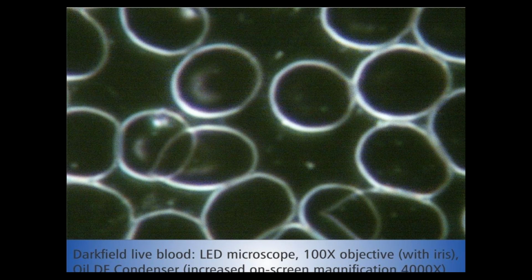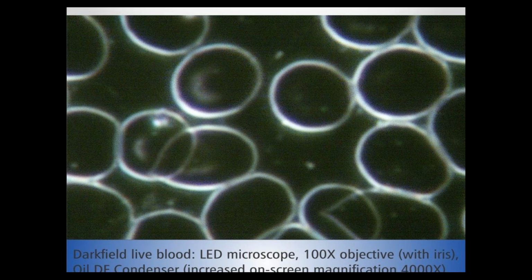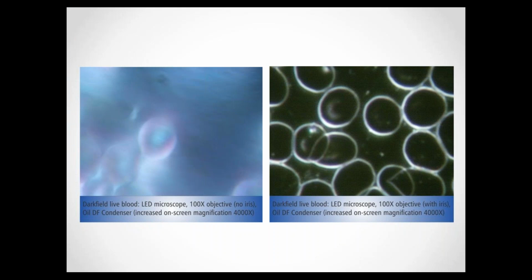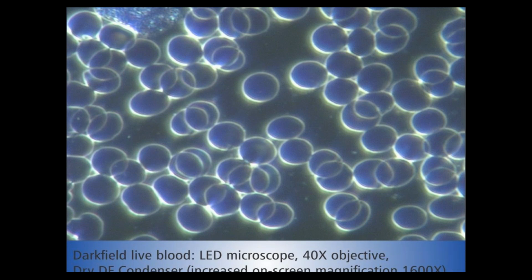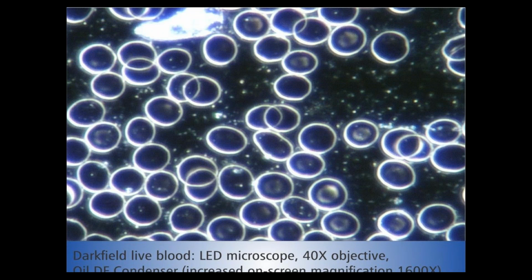So we have an example here of an image of live blood using a dry dark field condenser. Right, and this is also with a LED microscope, but it's with a dry dark field condenser. And then the next image is where we've used an oil immersion dark field condenser. And this is again the same sample. Much clearer.